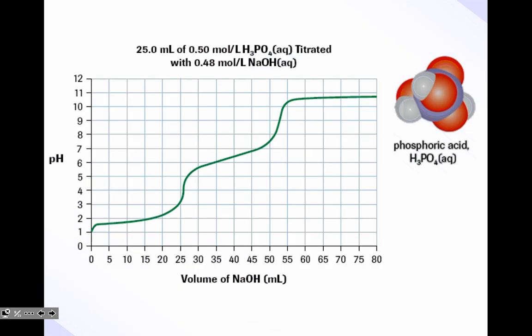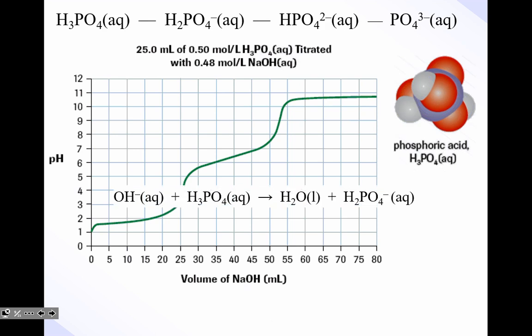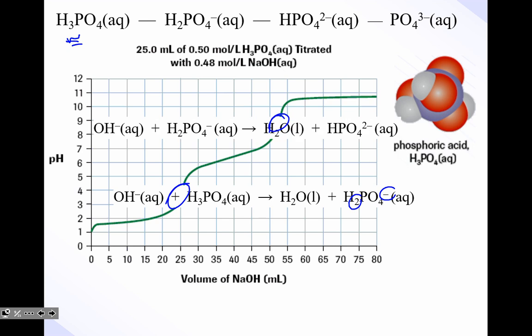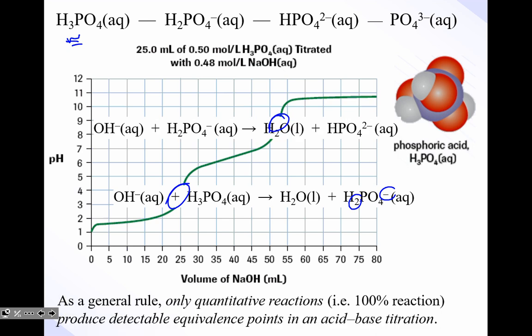All right, so here's an example of exactly phosphoric acid, and notice that there's only 2 reactions. Now, really, it could react one more time, but why bother? Because here's our first reaction, and here's our second reaction. By the time we get to our second reaction, the third reaction will be 0, so we don't actually show it up. That's why, even though there's 3 here, there's only 2 bumps, okay? As a general rule, only quantitative reactions produce a detectable equivalence point in an acid-base reaction.